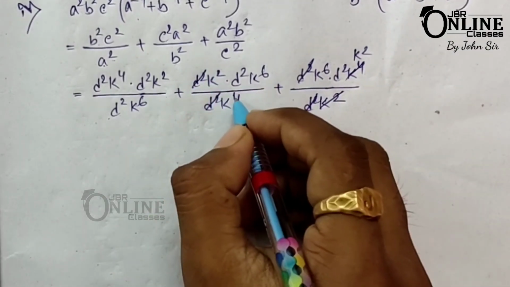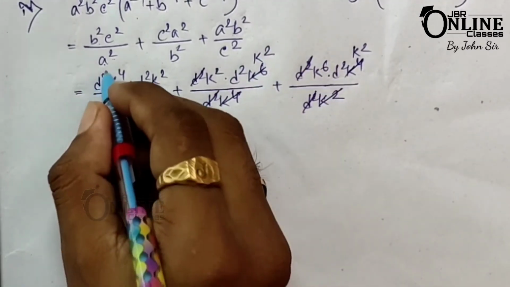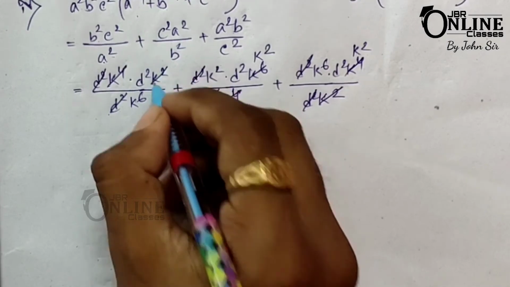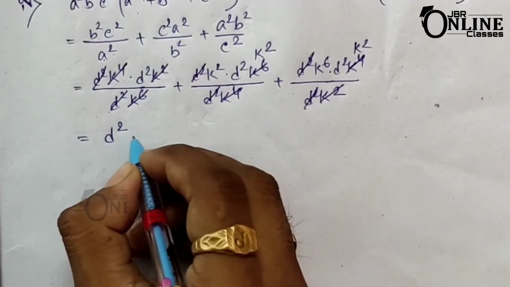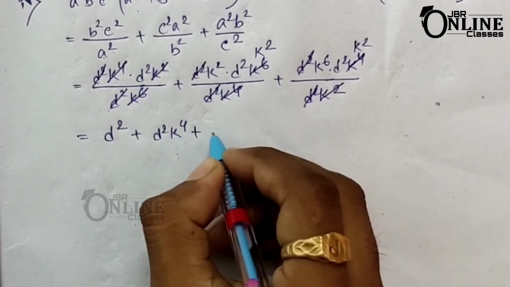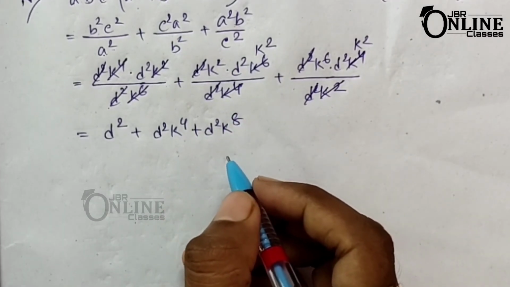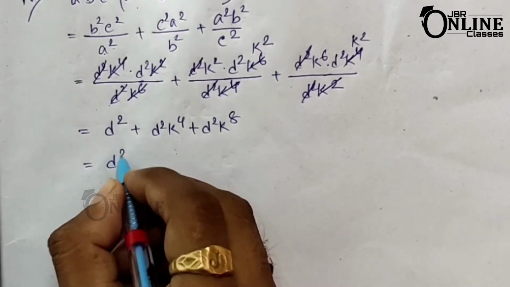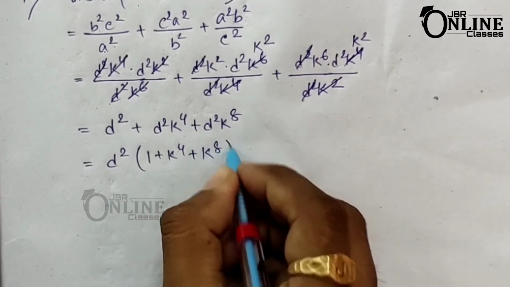Here d square cancels out. So here k to the power 4 divided by k square will be k square. Then d square cancels out. Here k to the power 4 times k square will be k to the power 6. So finally, from the first one only d square. Then the second one d square k to the power 4, and then the third one d square k to the power 8. So d square will be common, so it will be 1 plus k to the power 4 plus k to the power 8.